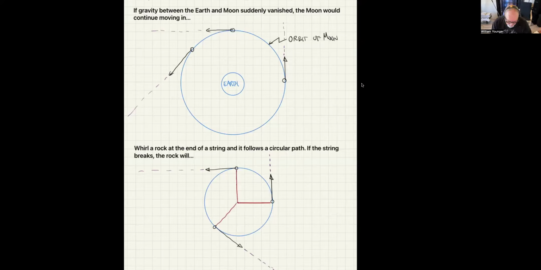So in all these cases, we basically see that the object that is doing the circling continues to travel in a straight line parallel to the path it was following at the instant the force disappeared. So again, these tangential diagrams are hopefully helpful. Let's try another question, another example.